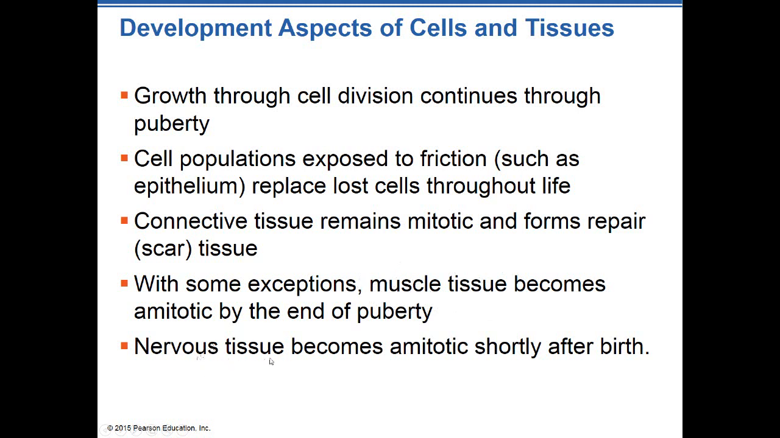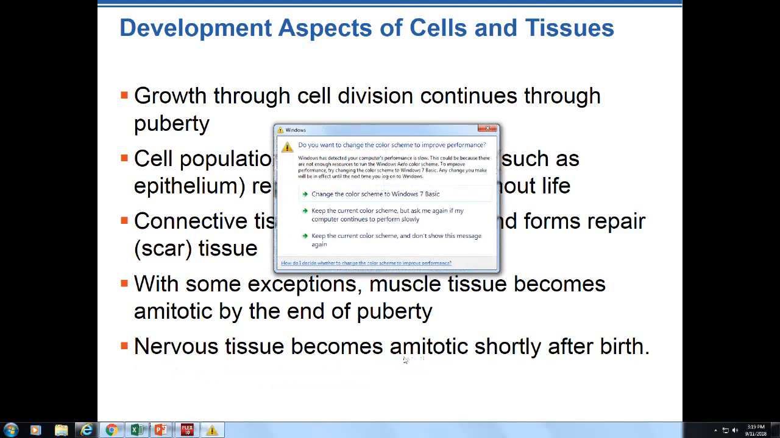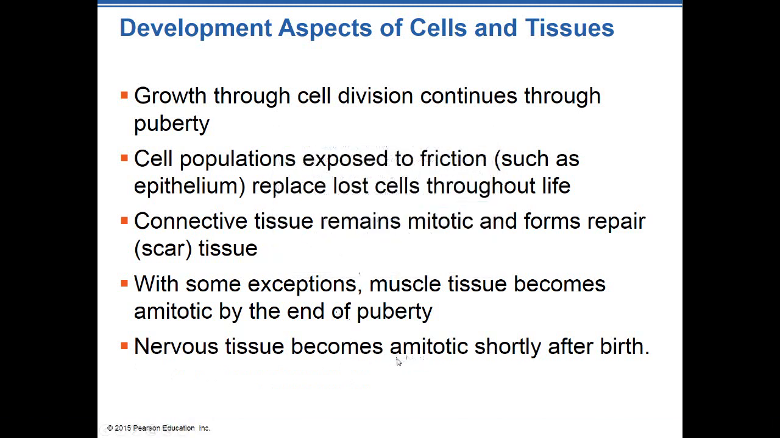Okay. Nervous tissue is amitotic shortly after birth. So that means when a baby is born, they basically already have all the neurons they're going to have for life. It's kind of a depressing thing, but throughout life, when your neurons die, and you can look up the statistics about how many neurons on average a human brain loses per day, when those neurons die, they ain't coming back. So in a sense, you've got as many good neurons right now today as you're ever going to have.